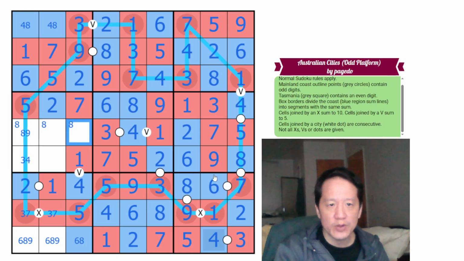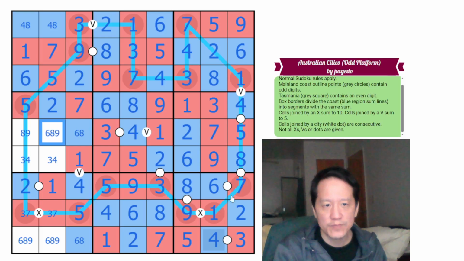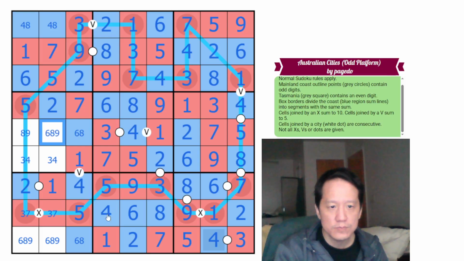This cannot be an odd digit because we have 5 odd digits in the column, so this must be even. So it's 6 or 8. We're going to remove the outside. This has to be a 3-4 pair because those are the only digits remaining in the row. This is 6, 8, or 9. And what else do we have?